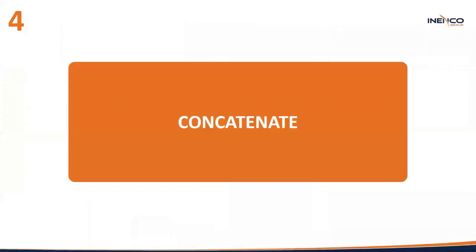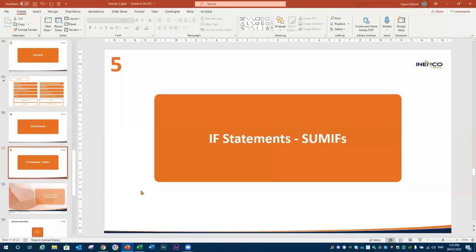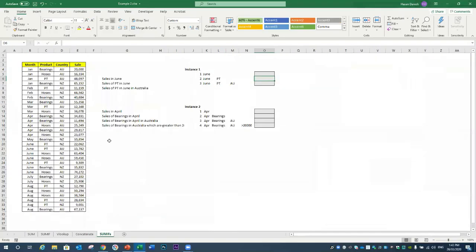The last part is SUMIFS. Now, IF statements are really, really good. Basically, it's condition after condition after condition. So if this is happening, then give me this. And you can put within that a lot of different conditions. But since 2017, Excel has created a new function, which is SUMIFS with an S. So let's come on to this, please. Now here, this is my sample of my data, sales in June.